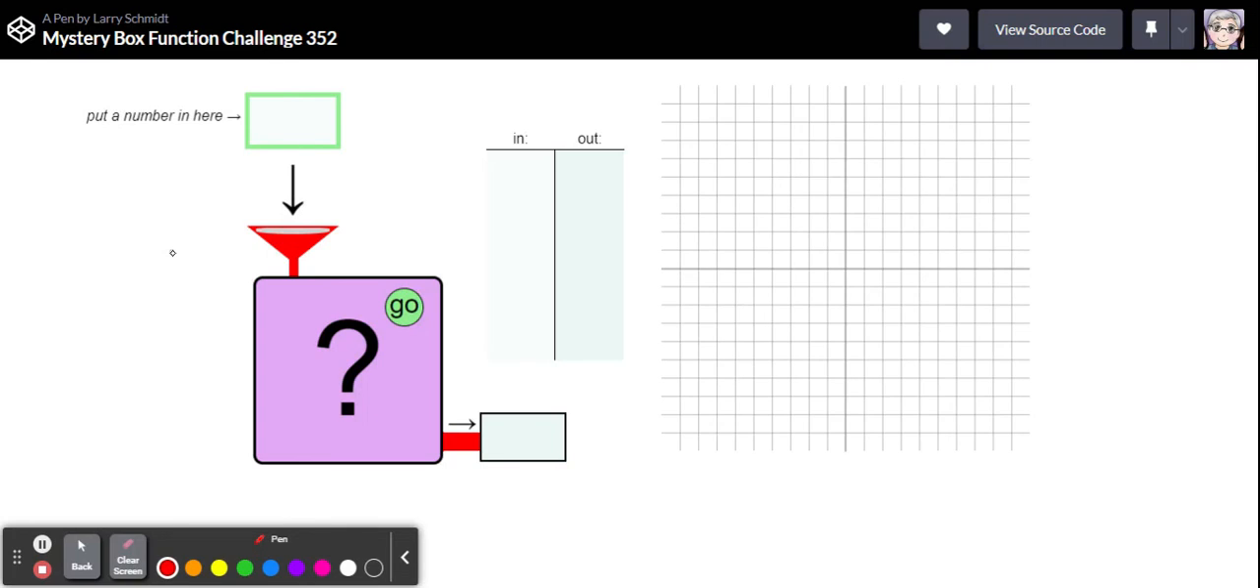Hello everybody and welcome to another mystery box function challenge. In the purple mystery box there is some math and your challenge is to figure out what it is. You can use the link in the description if you want to try this out on your own, and when you've got an idea, come on back and see if we get the same thing.